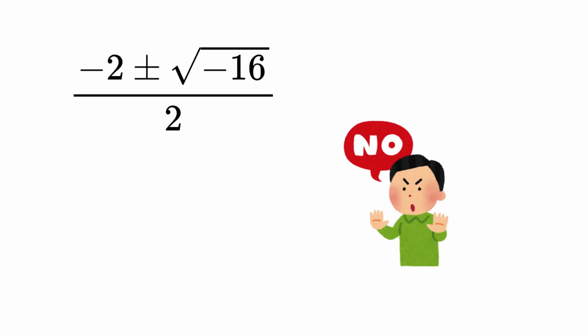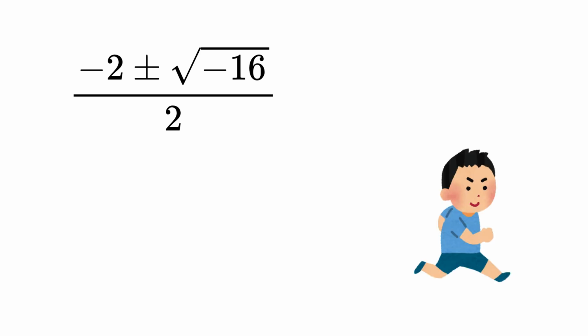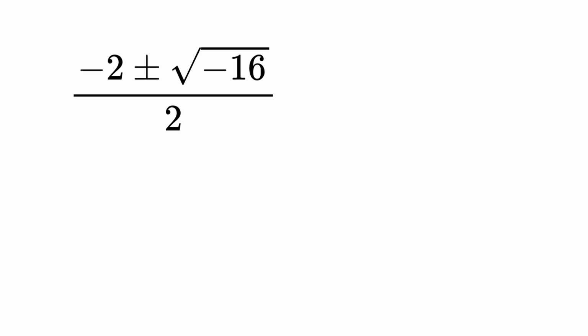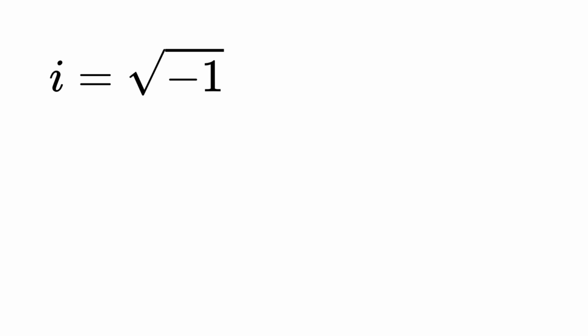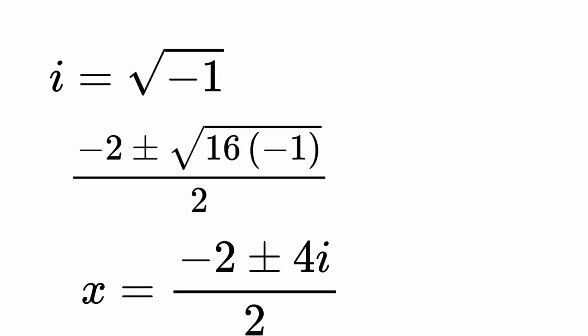Oh no, we got an imaginary number in the root. We should not stop at all, we know the special number, that is i. i is equal to square root of minus 1, so we can write it as minus 2 plus or minus square root of 16 into square root of minus 1, divided by 2. Then we get x is equal to minus 2 plus or minus 4i by 2.